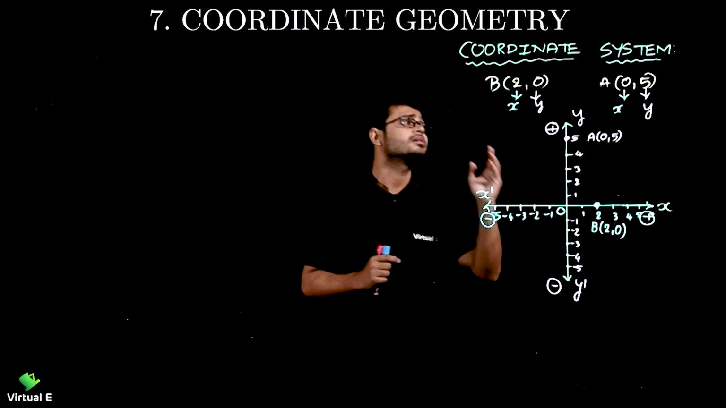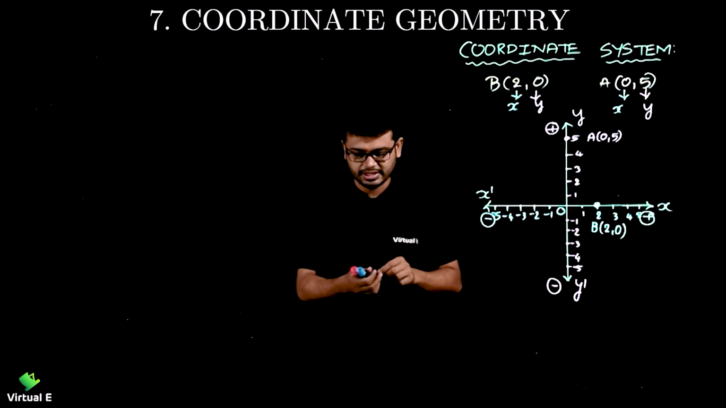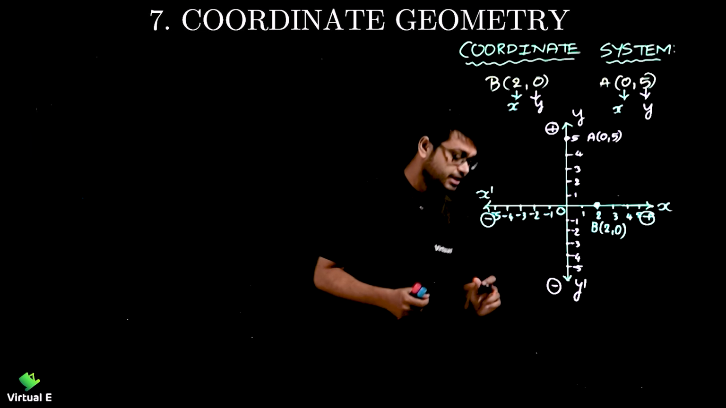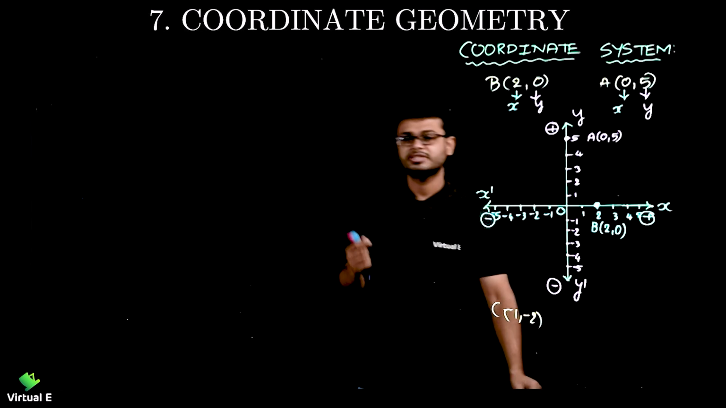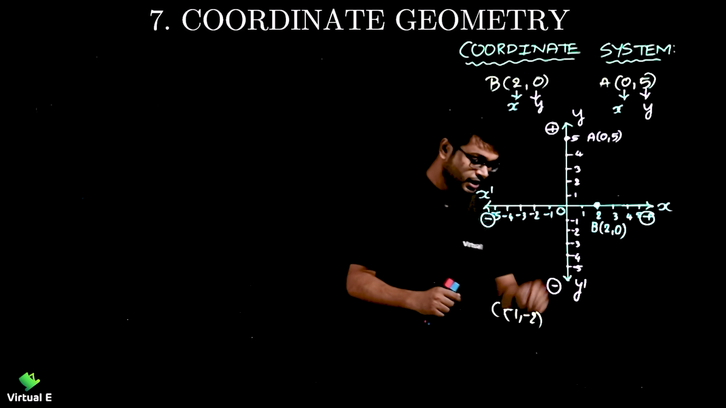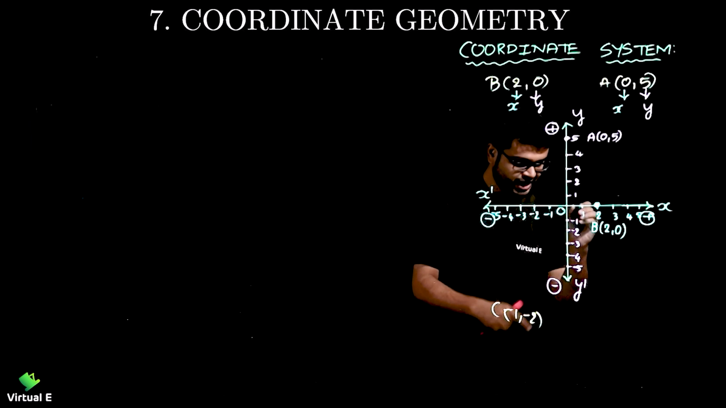Clear? Now let's plot one point which has both x and y coordinates other than 0. Let's name it C. So C, let's take 1, minus 2. Simple. On the x-axis what? 1. Okay, here. And on the y-axis what? Minus 2.